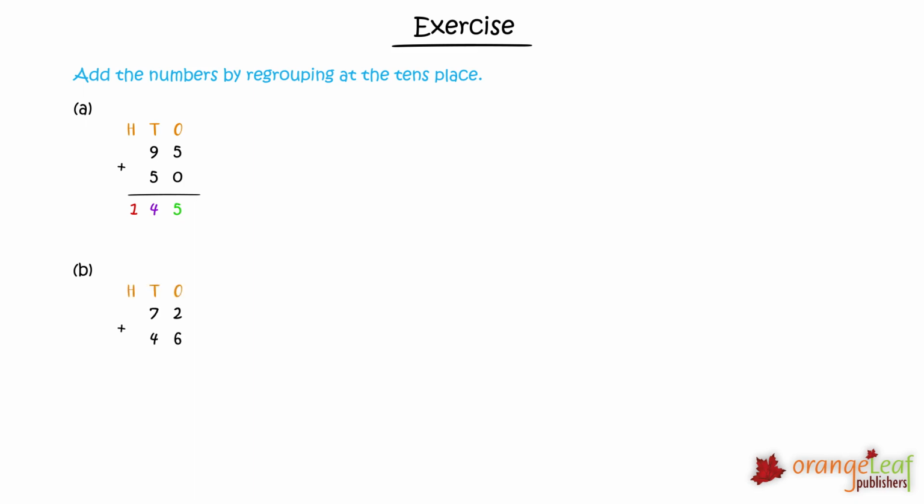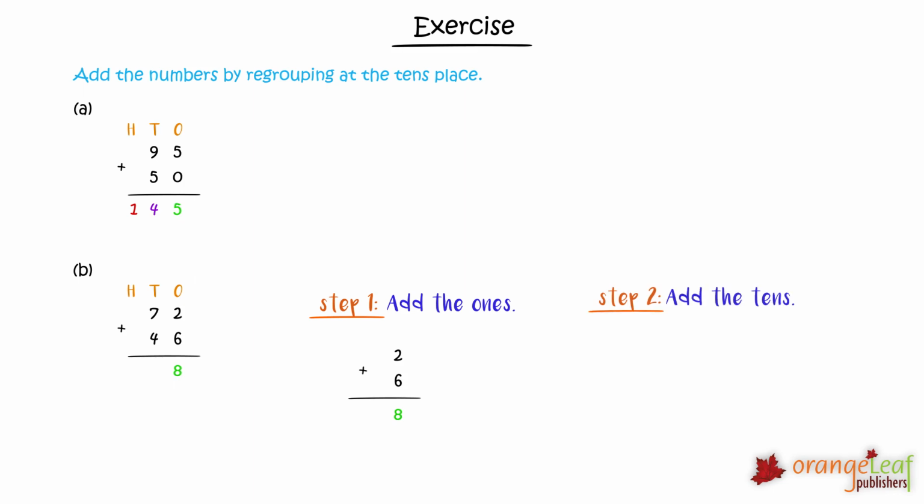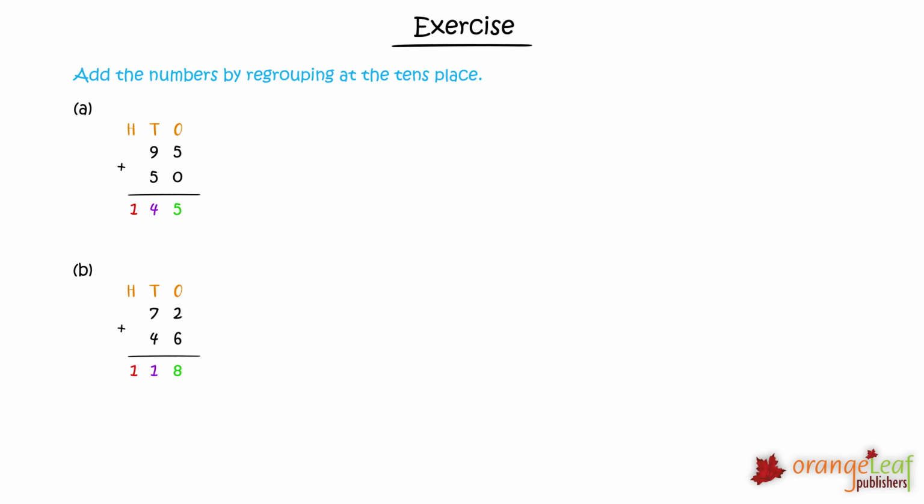B. 72 plus 46. Step 1. Add the ones. 6 plus 2. Write 8 in the ones place of the answer. Step 2. Add the tens. 7 plus 4 is equal to 11. Write 1 in the tens place and 1 in the hundreds place. The answer is 118.